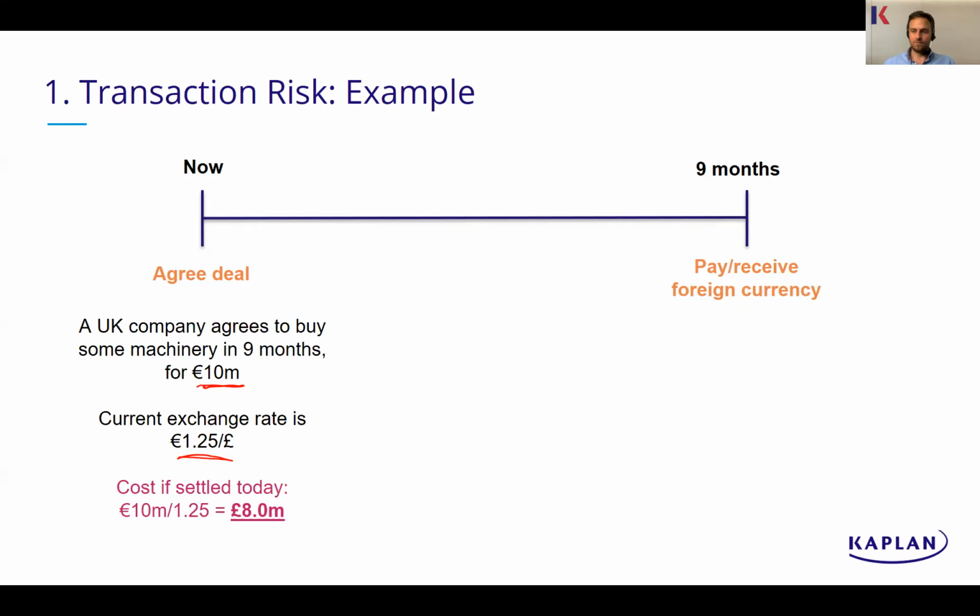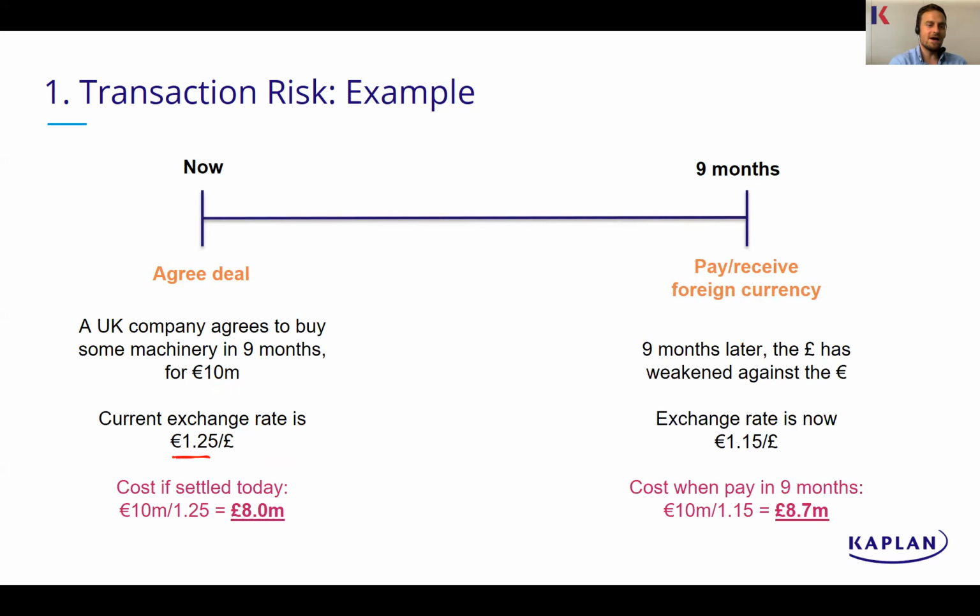Now, if the exchange rate does move against us, and in 9 months' time, the exchange rate is now 1.15 euros per pound instead. So the pound has weakened. Now, what that means when we say the pound has weakened, that means you can buy less for your pound now.